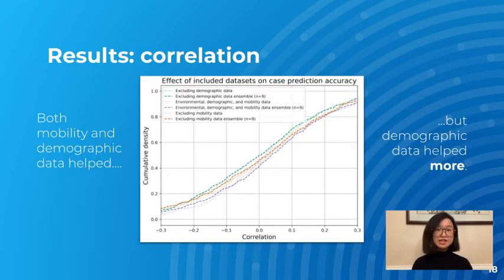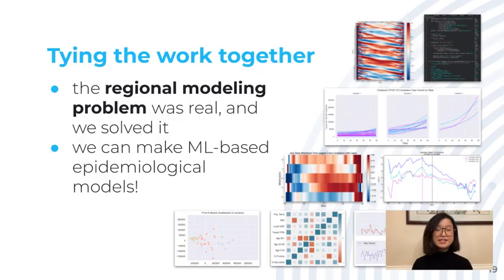Next, from my correlation analysis, there are actually 3 distinct lines this time, since excluding the mobility data did have an impact and lowered the correlation, but excluding the demographic data produced an even bigger decrease in correlation. So we know that although both mobility and demographic data helped, the demographic data certainly made a bigger impact on increasing the correlation.